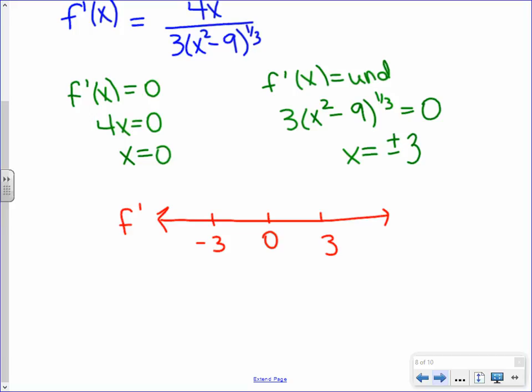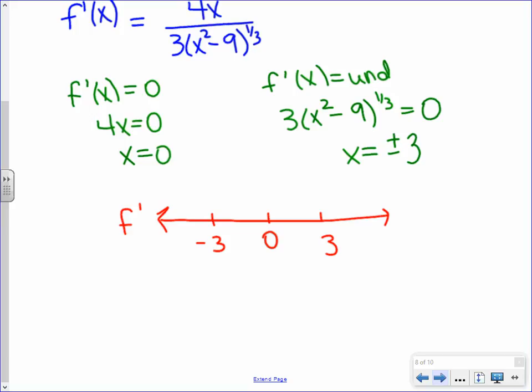Keep in mind that it doesn't matter what the actual value is. It just matters if it's positive or negative. Sometimes when I plug in to test intervals, I don't actually figure out the number. I just say, okay, this is going to be positive, this is going to be negative. If we divide a positive and a negative, we have a negative. That kind of thing.